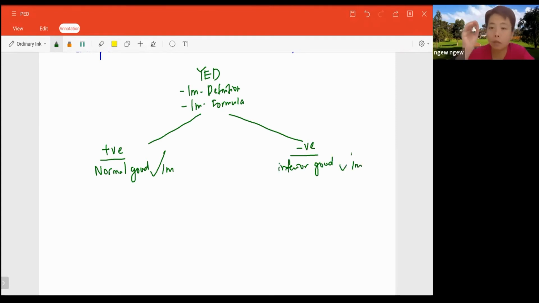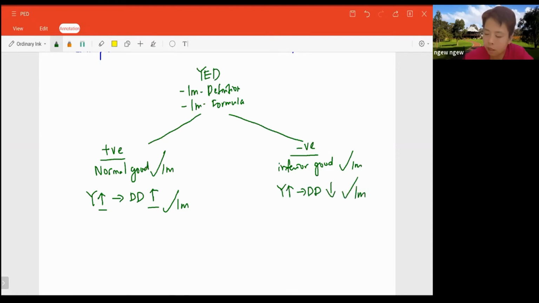Then explain what the positive and the negative mean. When income rises, demand for normal goods will rise. So you see, income and demand move in the same direction, a positive relationship. For inferior goods, when income rises, demand for the goods will fall. Okay, it shows a negative relationship between income and demand. And likewise, guys, you can always give examples like what I've mentioned just now. Normal goods refers to all the new and quality stuff, whereas inferior goods refers to mostly used goods and services, used cars, used clothes, and so on.